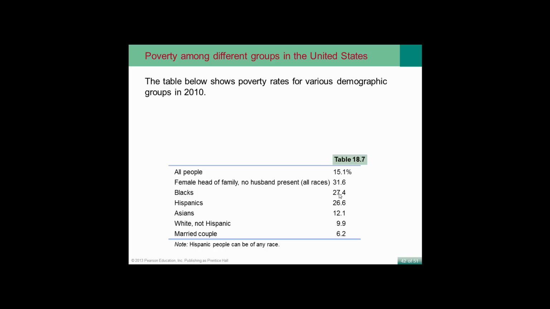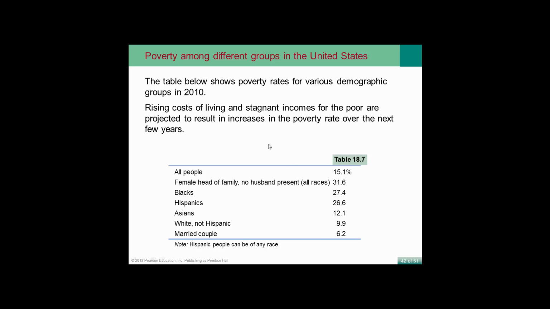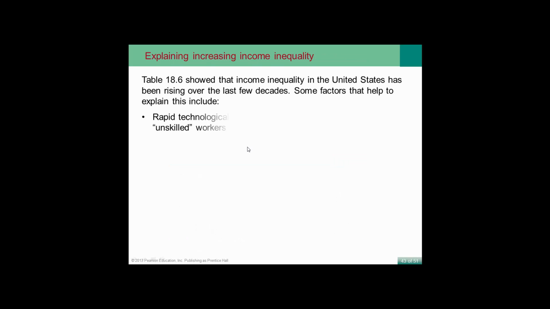The table shows poverty rates by general demographics. All people is 15.1%, but 31.6% are female head of household, no husband present. All races, doesn't matter. And then the highest is blacks, followed by Hispanics, Asians, whites, and then married couples is the lowest percentage. Rising cost of living and stagnant incomes for the poor are projected to result in increases in poverty over the next few years.